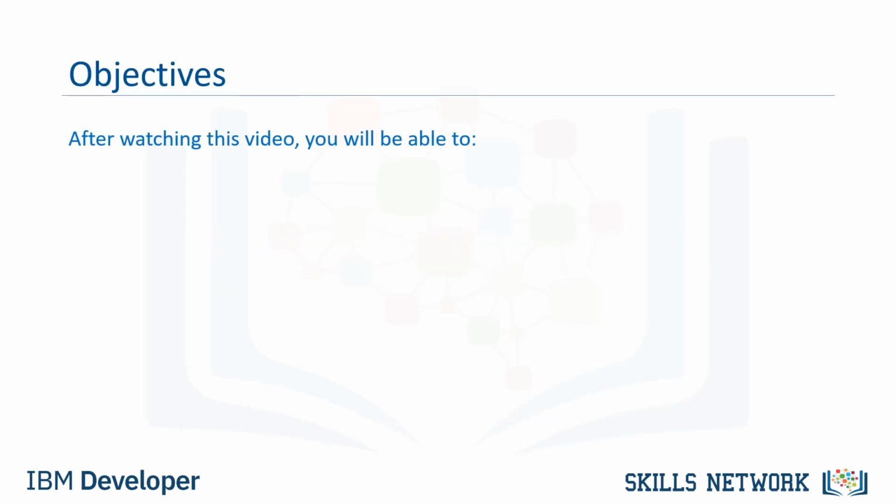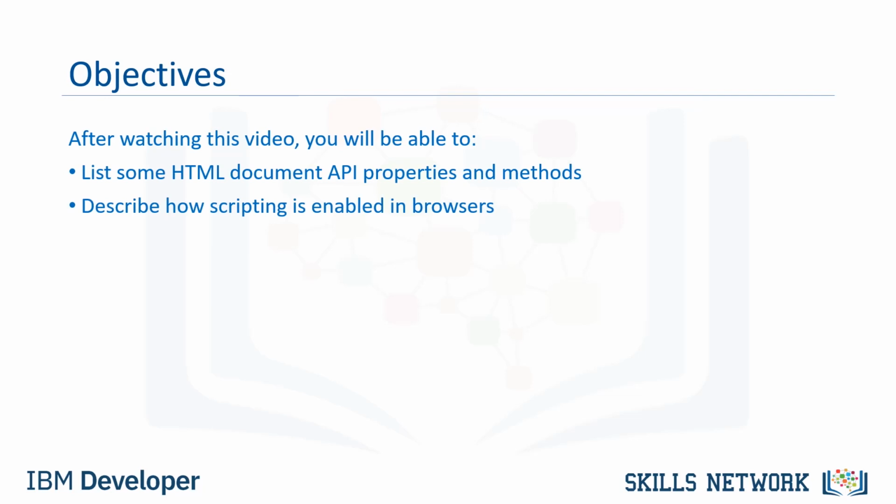After watching this video, you will be able to list some HTML document API properties and methods. Describe how scripting is enabled in browsers. Describe browser support for HTML5 features.